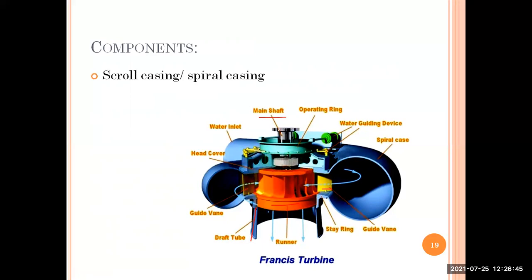So the first component is a scroll casing or a spiral casing. You already know what a scroll or spiral casing is, where the cross-sectional area of the casing decreases with respect to the direction of flow. That is called the spiral or scroll casing. Mainly it is provided around the runner, to avoid accidents or splashing of water.